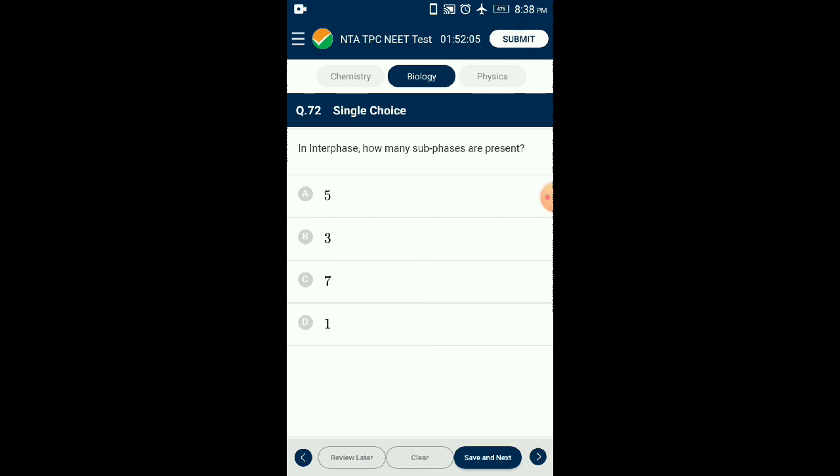Question number 72. In interphase, how many subphases are present? The sequence of events by which a cell duplicates its genome, synthesizes the other constituents of the cell and eventually divides into two daughter cells is termed the cell cycle. It includes interphase, division phase, G1, S, G2. So these are the stages given. Here the division phase includes three stages, so the correct option is option B. The interphase includes three subphases.